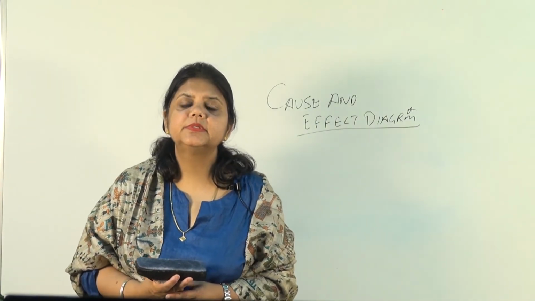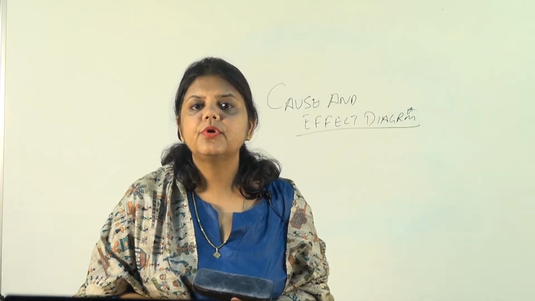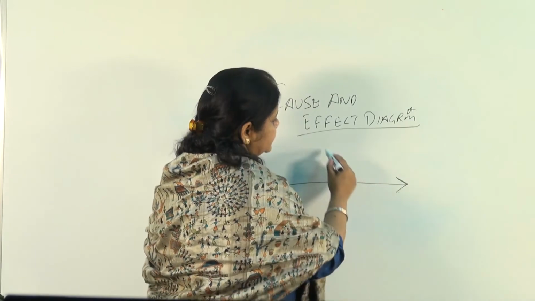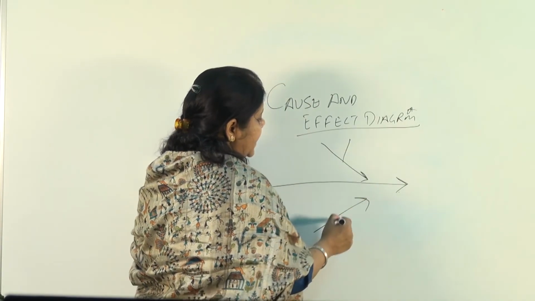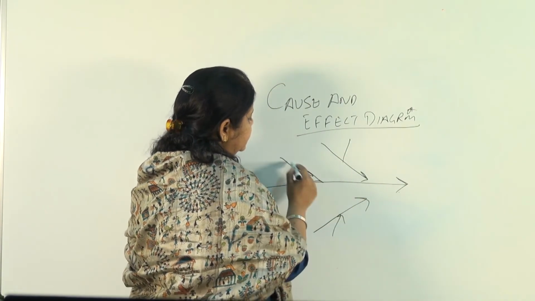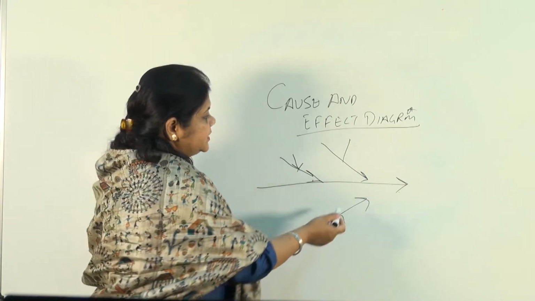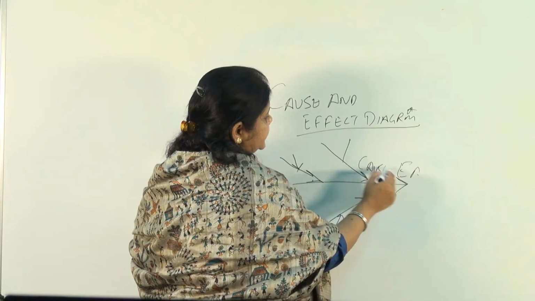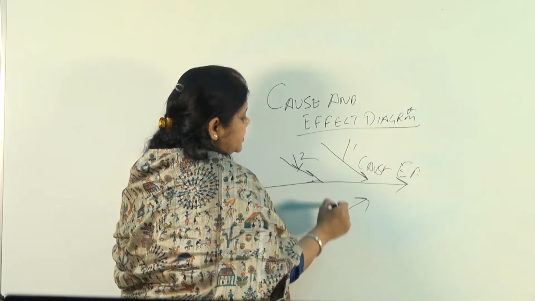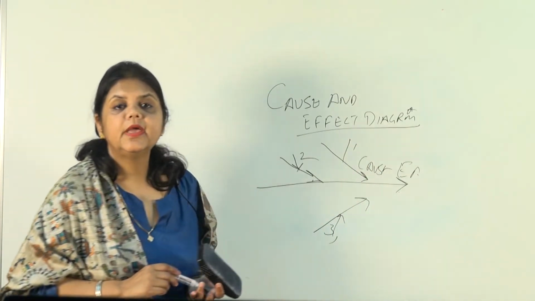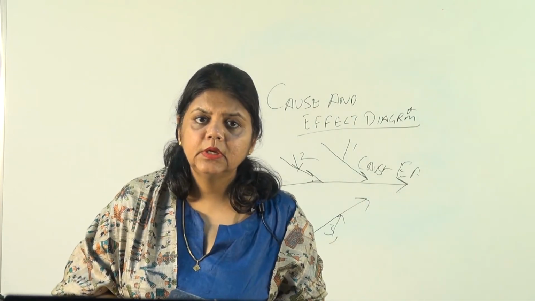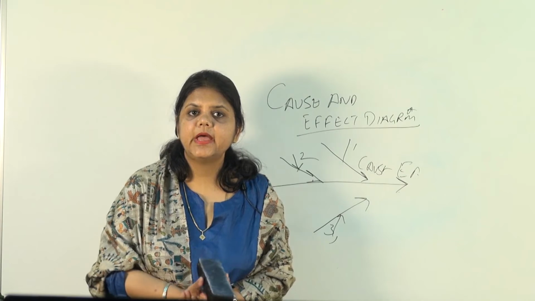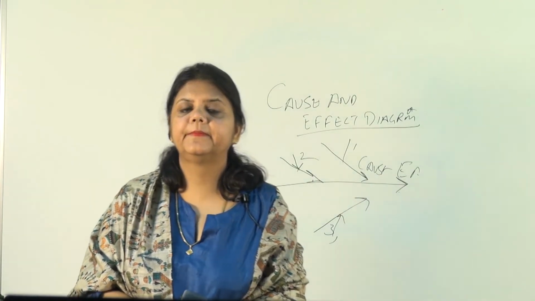Through these diagrams, we can go to the root cause of a certain problem, and we can go to the sub causes. Let's say this is the effect and these are the causes. So we can go to the sub causes also with the help of fishbone diagrams, Ishikawa diagrams, or cause and effect diagrams.